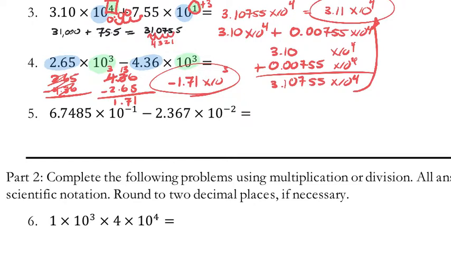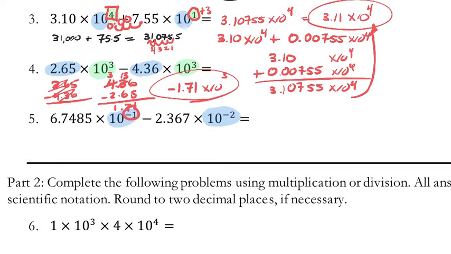here we're subtracting again. We have the same base, different powers. And you could do the same thing we did for problem 3 and move this. In this case, negative 1 is greater than negative 2, so we would move this over just one time. We get 6.7485 times 10 to the negative first minus 0.2367 times 10 to the negative first as well. Then we can just do the simple subtraction.